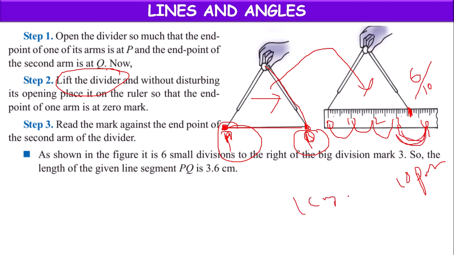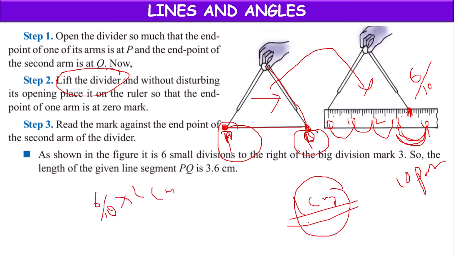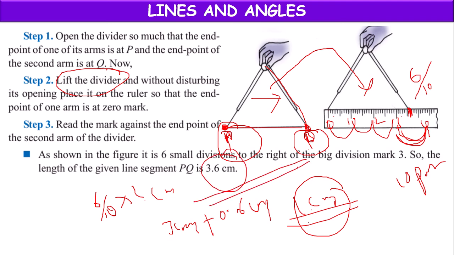3 to 4 centimeter, the distance is 1 centimeter. In that 1 centimeter, 6 by 10th part of 1 centimeter is the extra distance after 3 centimeter. So 3 centimeter plus 6 by 10th of 1 centimeter, equal to 0.6 centimeter. If we add both, it will be equal to 3.6 centimeter. So we can make use of the combination of divider and ruler for measuring the line segment.